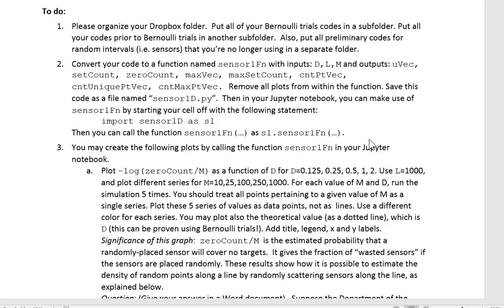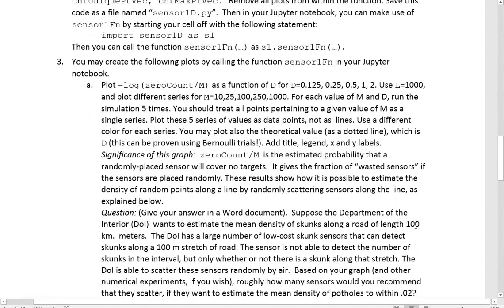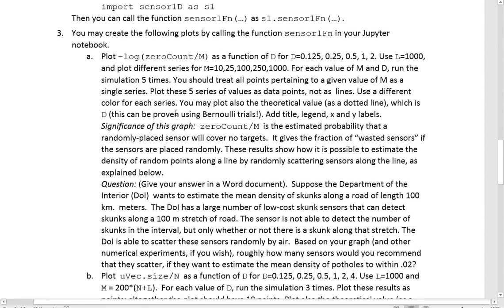Okay, so let's get to the plots now. You notice the document has changed a little bit. I've done some upgrades. All right, the first plot is A here. And what you want to do is, again, put your sensor1 function in a Python file and use this sensor1 function called this way in your program to make these plots.